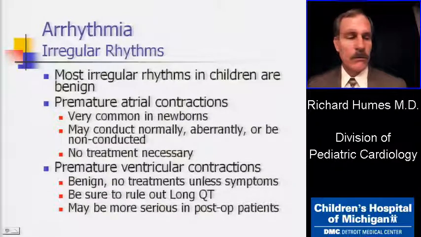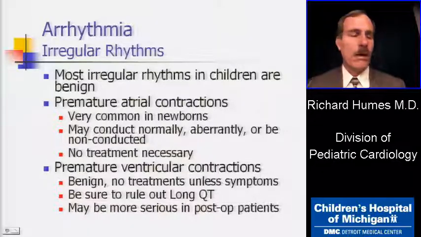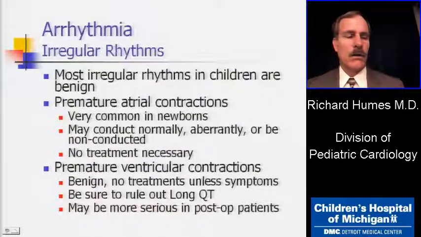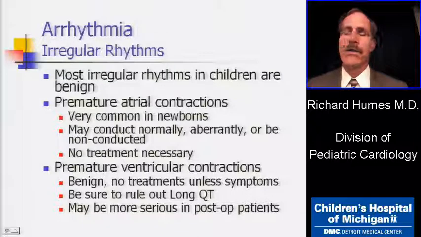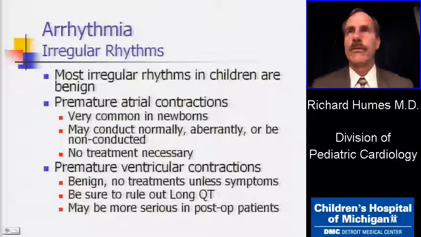Irregular rhythms, as I said before, most irregular rhythms are benign. Premature atrial contractions are very common in the fetus and newborn. They may conduct normally and just be a premature beat. They may conduct aberrantly and produce a wide QRS. They may be non-conducted and blocked to the ventricle. There's generally no treatment necessary for these.